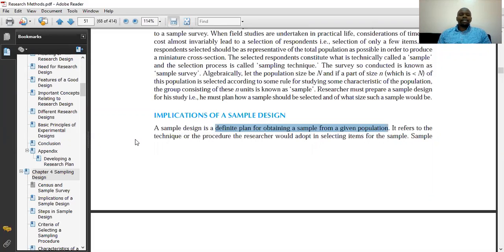Just as we had research design, you remember research design is a plan that guides the researcher on how to conduct different activities during the research. So just as a research design is a plan, a sample design is a plan. It is a plan for how you are going to select your sample.